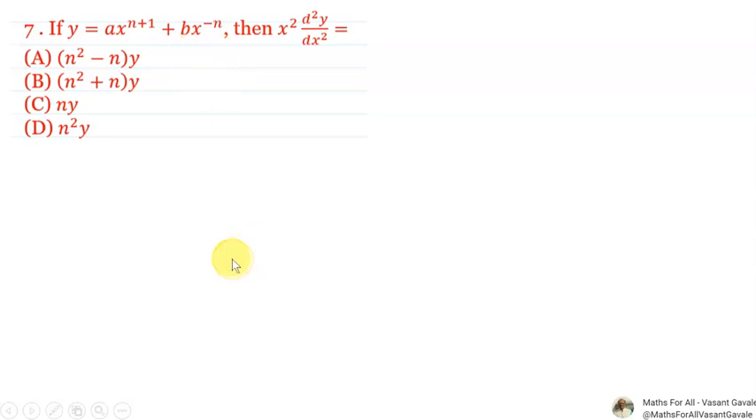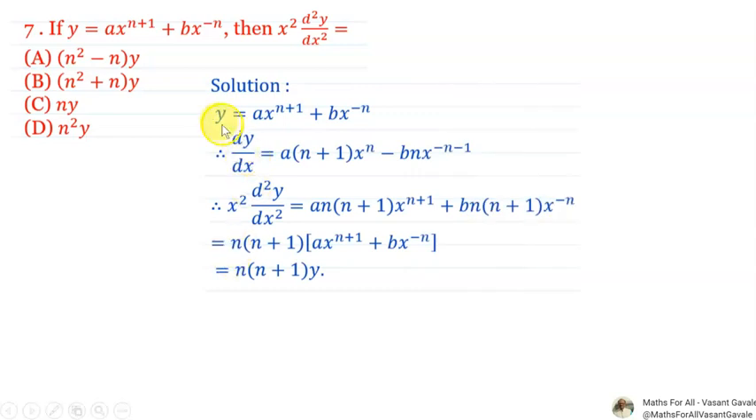Here y is equals to, differentiate this with respect to x. The derivative of x raised to n plus 1 is n plus 1 into x raised to n, and minus n into x raised to minus n minus 1. Again multiplied on both sides by x square. Then what you will get here, we have multiplied by x square, and the second derivative has been taken, and the simplification here is lengthy.